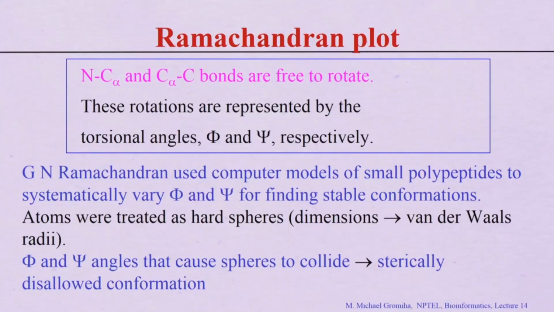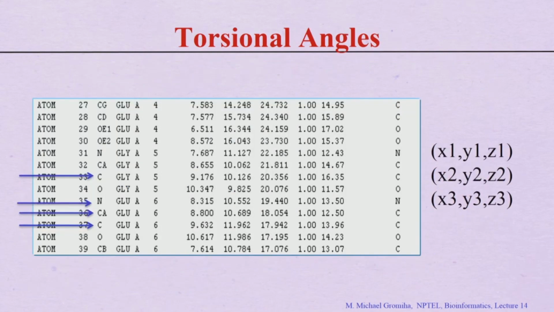In this case, as we discussed, these are the two bonds which are free to rotate. These rotating angles are called phi and psi. JNR used computational models, and based on collisions, on steric interactions, he determined the allowed and disallowed regions. Now, how do we calculate this phi angle and psi angle?